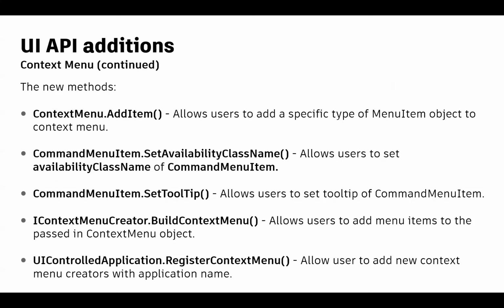New methods: ContextMenu.AddItem; CommandMenuItem.SetAvailabilityClassName, which allows users to set the availability class name of the command menu item; SetToolTip, which allows creating a tooltip for a specific menu item; BuildContextMenu, which allows users to add menu items to the passed-in context menu object; and RegisterContextMenu, which adds new context menu creators with the application name.